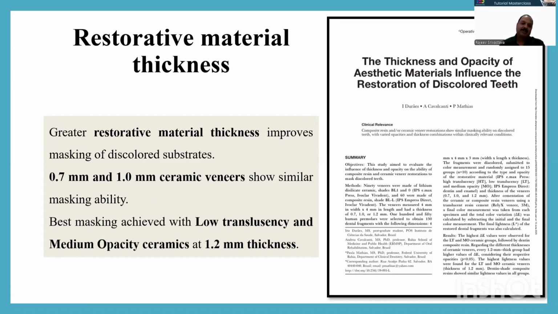So in the anterior region, 0.7 millimeter to 1 millimeter of ceramic veneer space should be available to mask the metal substructures. This best masking is achieved with low transparency and medium opacity ceramic at 1.2 millimeter thickness. So these are the guidelines which have been mentioned for your metal ceramic restorations.